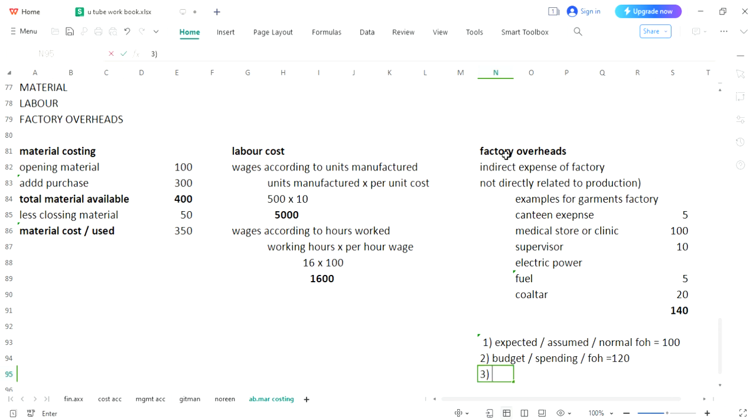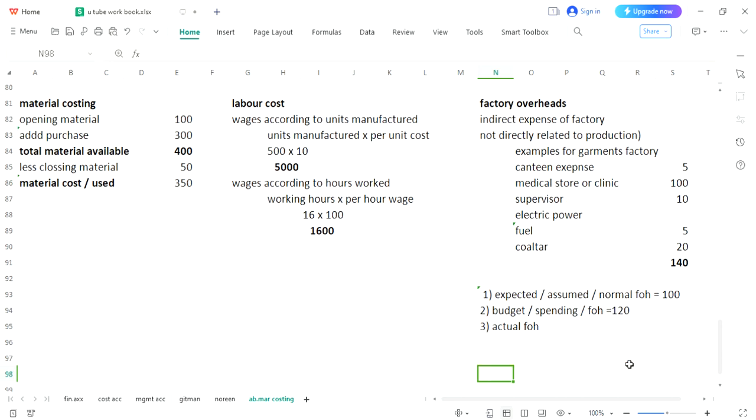Expected FH, budget FH, and then finally what you will do, you will spend that amount. It may be possible that the amount which you are actually spending is more than your budget or more than your expected amount of FH, or it may be equal to your budget. It can also be less than the budget, but whatever amount you are actually spending would be called actual FH.